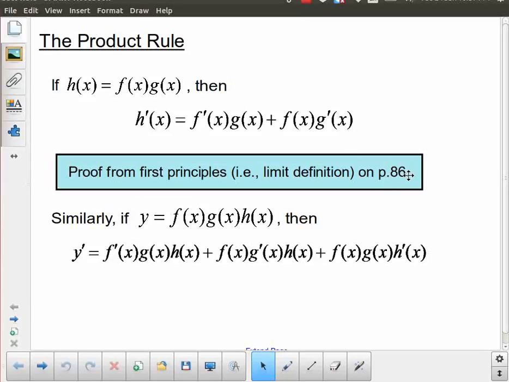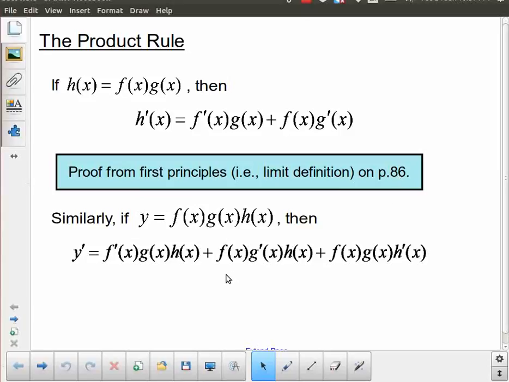You can refer to your textbook. I'm not going to use this time to derive this one, but you might want to take a look at that proof from what we call first principles, which means we start with the limit definition that we've been working with. You can refer to that on page 86 of your textbook.